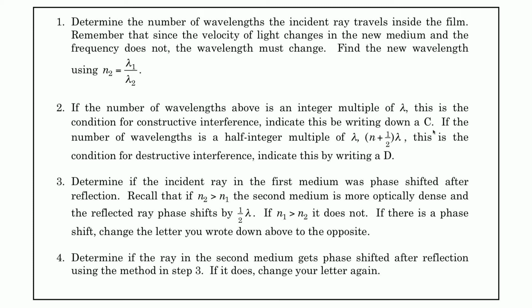So we could indicate this by writing down a C. If the number of wavelengths is a half integer multiple, this is the condition for destructive. Then we need to consider the reflection, and so we keep a running total. Okay, I've got destructive interference, and now there's going to be a reflection here that's going to cause a phase shift. Well, now I'm back to constructive interference, and so on and so forth. So use these steps if you want at the very beginning. I'm going to work through a couple of examples now.